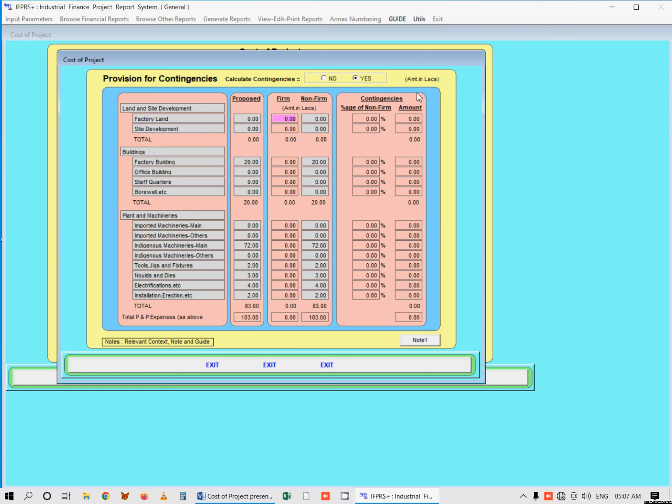Work out provision for contingencies separately for each project related asset, either as percentage to non-firm cost or alternatively vice versa, stating the amount of contingency and getting to know the percentage of contingency thereto. Thus, the consideration of provision for contingencies will never be missed out of sight, and the same is getting worked out with a lot of ease and convenience.